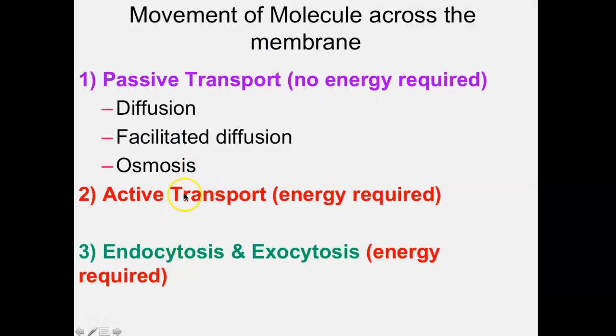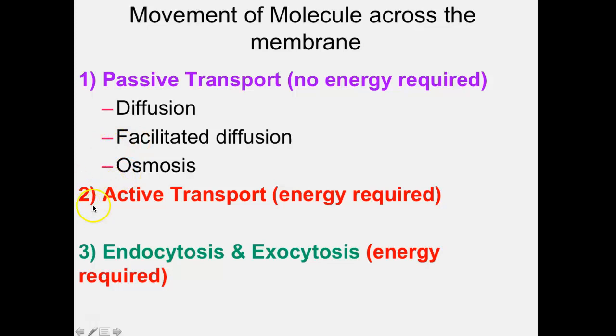So we're going to look at different kinds of movements across the membrane. The first kind of movement is called passive transport. The word passive means that there's no energy required. When we talk about energy in the cell, we're talking about ATP, okay? The kinds of transport that fall into passive are diffusion, facilitated diffusion, and osmosis.